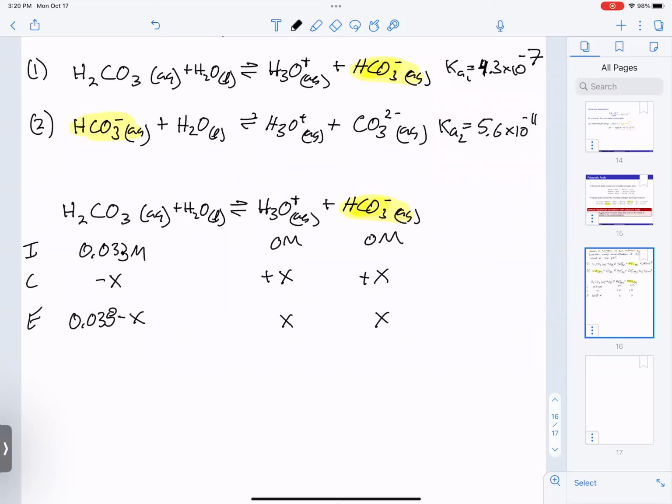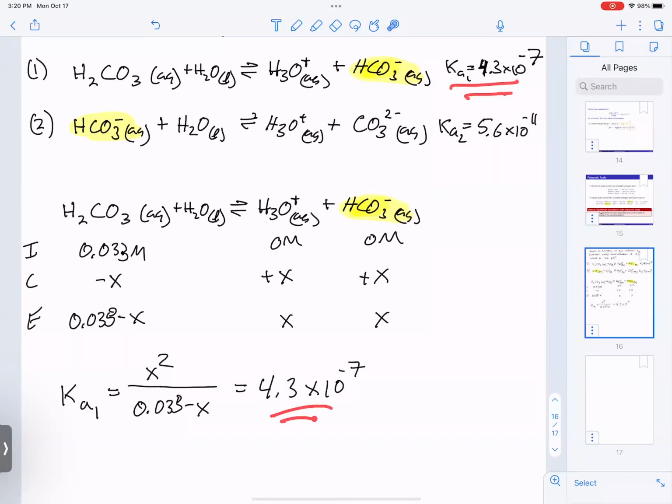Okay, now we're going to then use our Ka expression for Ka1. I'm going to make it very clear that Ka1 is going to be equal to our products here, which are going to be X squared over 0.033 minus X. And we know that that's going to be equal to the 4.3 times 10 to the minus 7 value that's given up here. Okay, so we're basically ignoring the second ionization process for our first pass here.